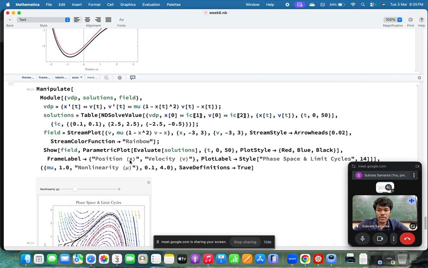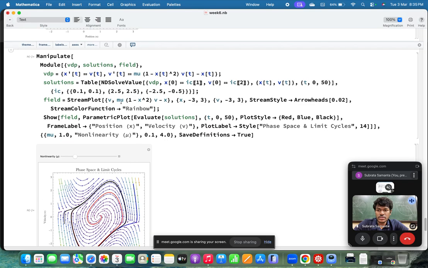You can also manipulate this. We just solve these equations for different values of initial conditions. Here I choose again different initial conditions: 0.1, 0.1, 2.5, 2.5, minus 2.5, 0.5. And here I manipulate the values of mu. I fix 3 initial conditions, but I vary mu from 0.1 to 4.0.